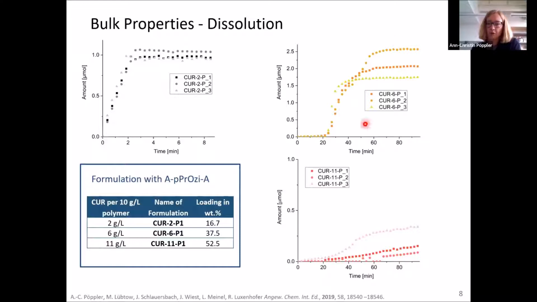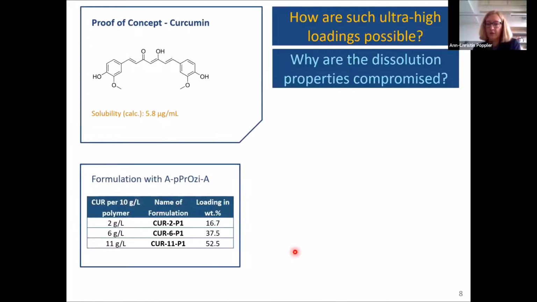If we go now to the medium loading, we have a lag time, then a dissolution, and then we have quite a variety of end states, let's say. And then it gets worse if we go to the highest loading. So we really have to compromise the dissolution of the sample. For the highest loading, you can see that even after much more than 1 hour, there's only a part of it dissolved yet. And this led us to the second question. So why do we have this compromise in the properties?